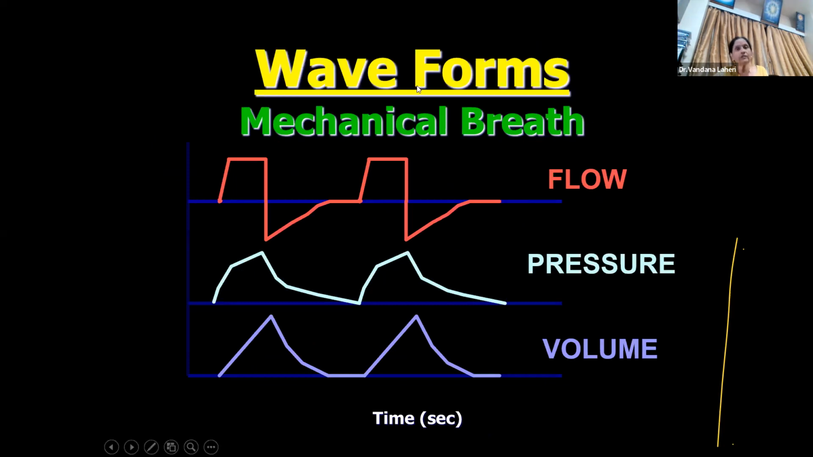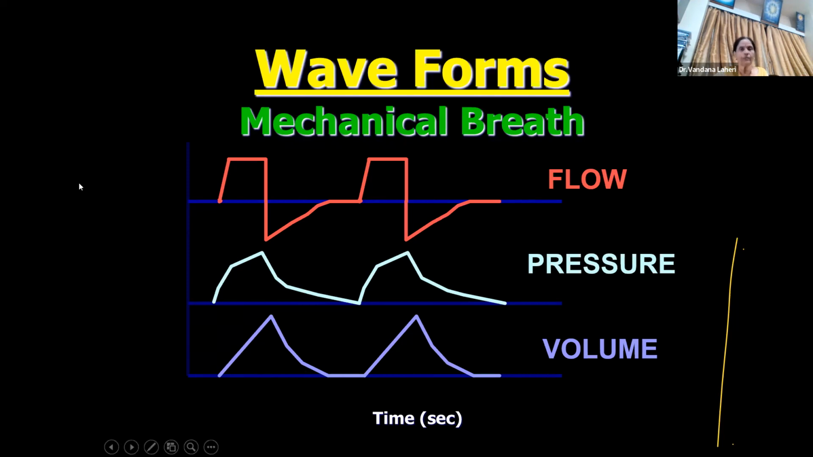Now, how will the waveform of a mechanical breath look? Flow, can you see here? Flow rises, remains steady, and falls. This is inspiration, this is expiration. Pressure: this is inspiration, this is expiration. And volume, obviously this is inspiration, this is expiration.